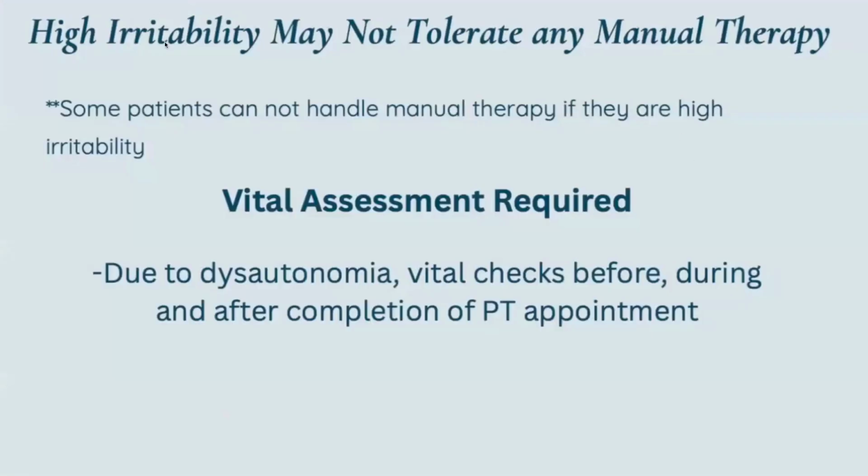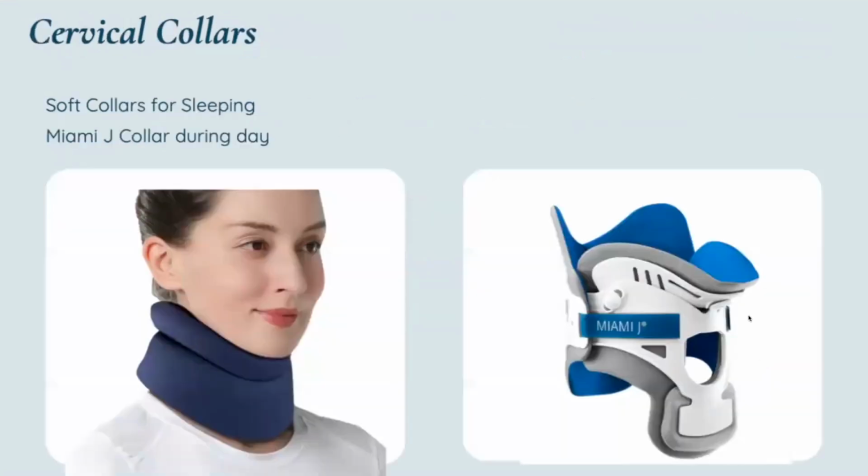So as I mentioned, high irritability may not tolerate any manual therapy. So if a patient has said in the past massages make them worse, or they feel more headaches, more dizzy, more unstable after manual therapy, we will not be going to that right away. Vital assessment is required, and because of dysautonomia, we're doing vital checks before, during, and after completion of the physical therapy appointment. In addition, as I mentioned, just general observation and that ongoing dialogue during physical therapy to notice how the patient is responding.